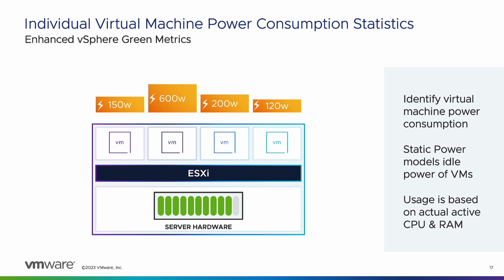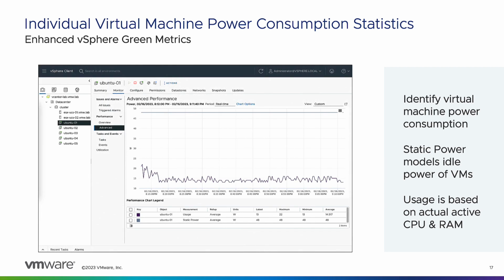There's two new metrics that are introduced, static power and usage. Static power is the modeled idle power of the VM. So it's as if the VM was a hypothetical bare metal host and how much power would be needed to keep that hypothetical host powered on. Usage is a real measured power based on the VM's active CPU and memory utilization, and it's derived from the host's attached power metrics, so from the IPMI, or the Intelligent Platform Management Interface.